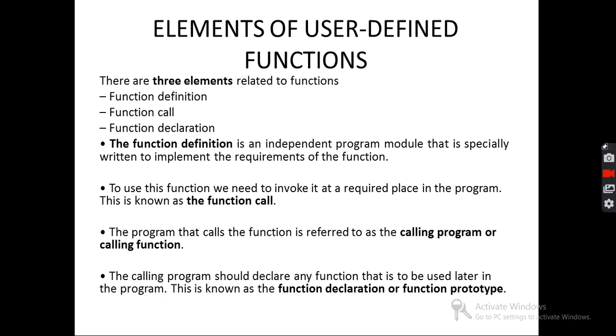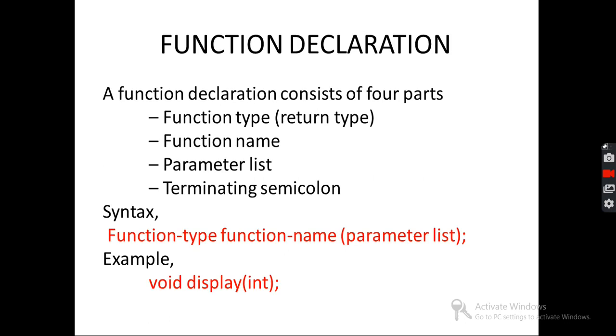When we are using a user-defined function, we declare the function first of all. For declaration only, we can initiate the function. The function declaration has the elements of function type, function name, parameter list, and terminating semicolon.